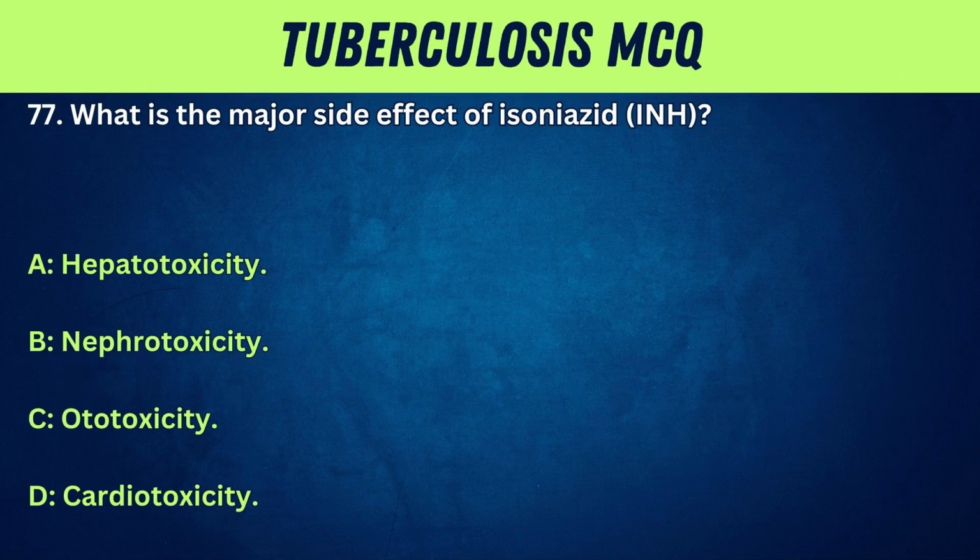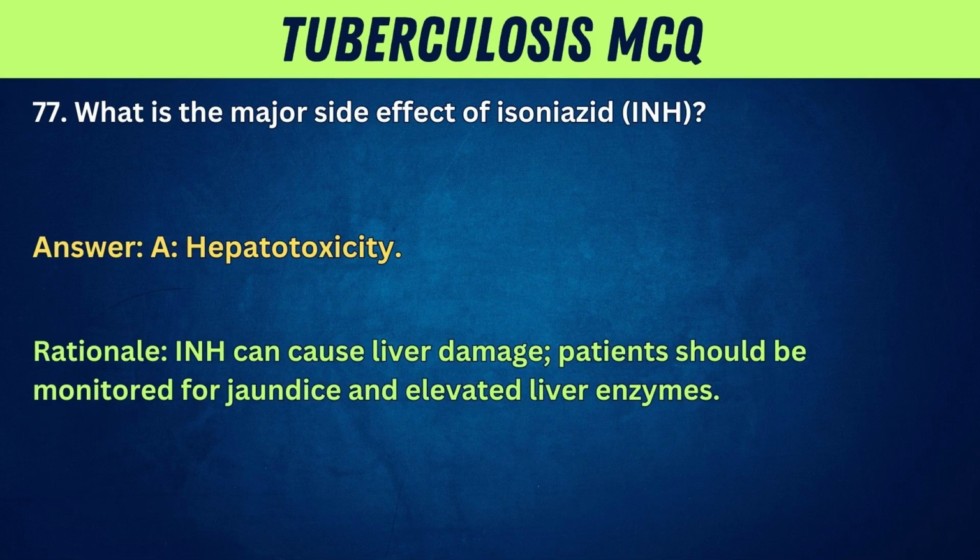77. What is the major side effect of isoniazid, INH? A. Hepatotoxicity. B. Nephrotoxicity. C. Ototoxicity. D. Cardiotoxicity. Answer: A. Hepatotoxicity. Rationale: INH can cause liver damage. Patients should be monitored for jaundice and elevated liver enzymes.